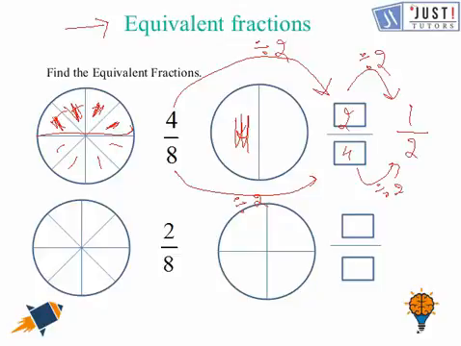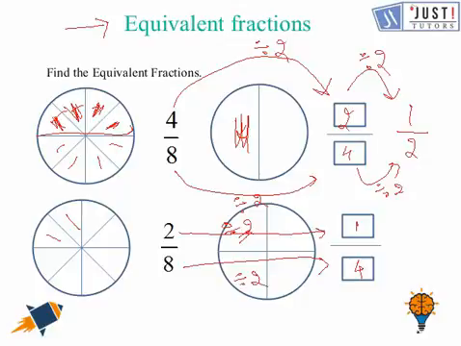Similarly here, it's 2 parts here, the same as 1 part here, so that would be 1 over 4. Or we can find it by dividing by 2 here, divided by 2 here as well.